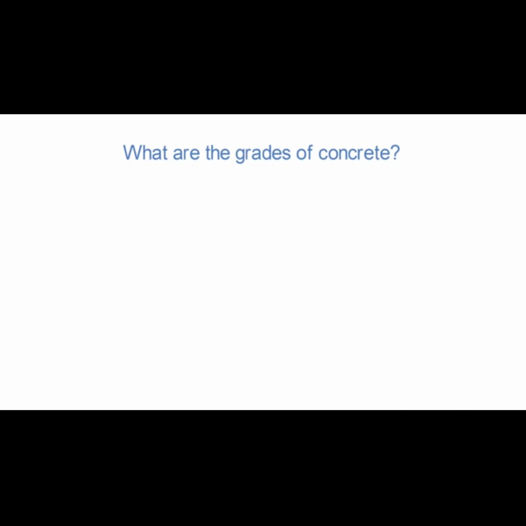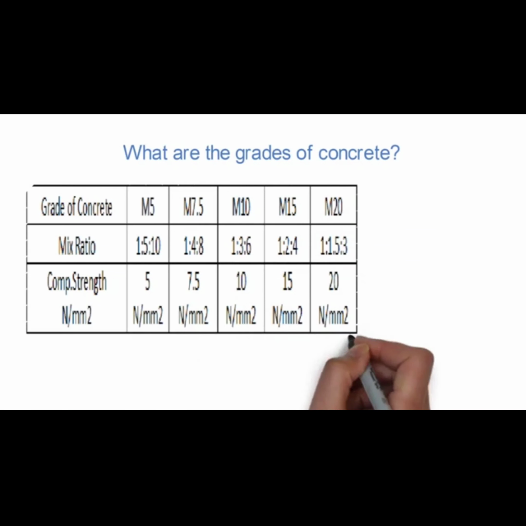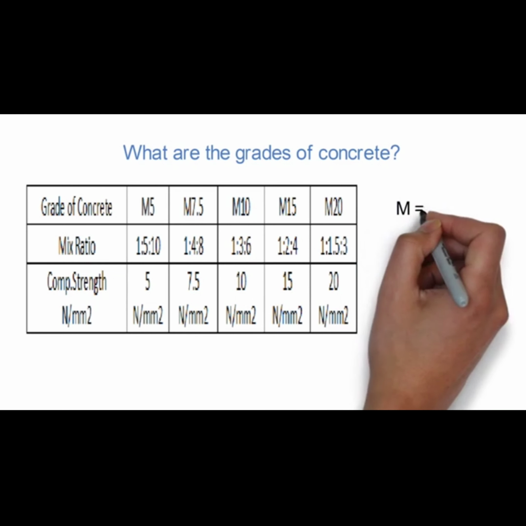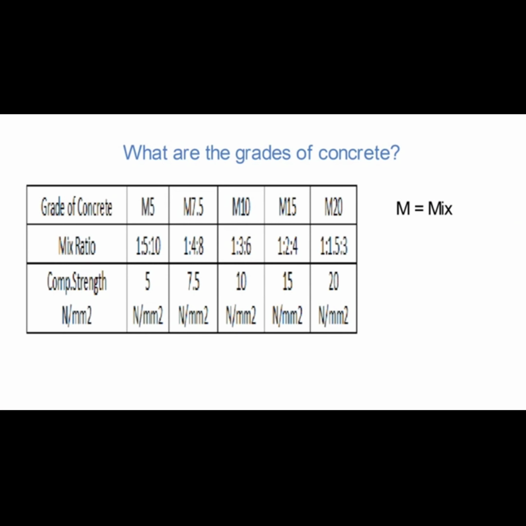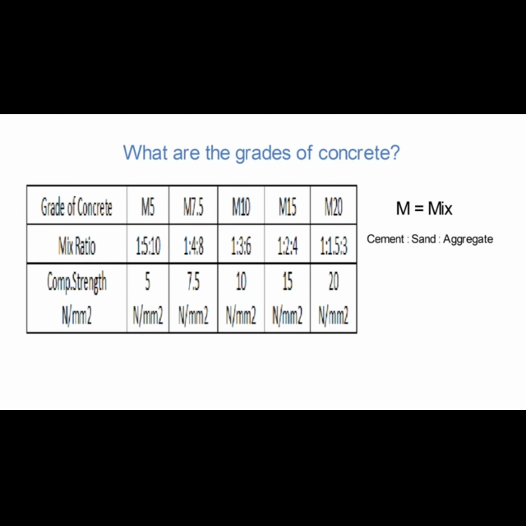What are the grades of concrete? Here you can see the grades of concrete, their mix ratios and their compressive strength. Here the meaning of M is mix. Mix is the proportion of cement, sand and aggregate in the concrete. Up to M20 grade, this mix is a nominal mix. From M25, standard mix is used.